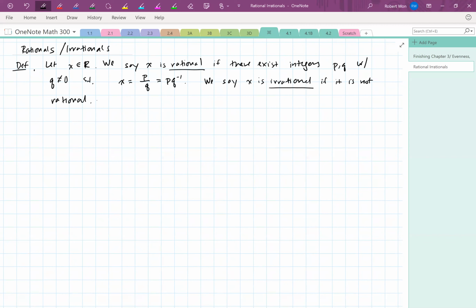Okay, so one thing that's not that clear from this definition is whether or not there exist any irrational numbers. Right, because again, it's a non-constructive definition. Maybe you could write every single real number as the fraction of two integers. Maybe, right? There's nothing in this definition that says that there are any irrational numbers. We definitely know that there are rational numbers, right? 1/2, that's a rational number. I don't know if there are any irrational numbers yet.